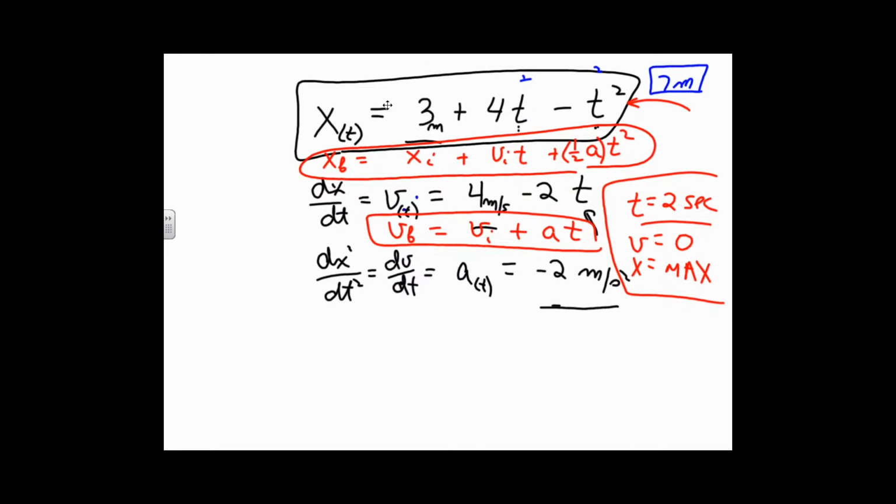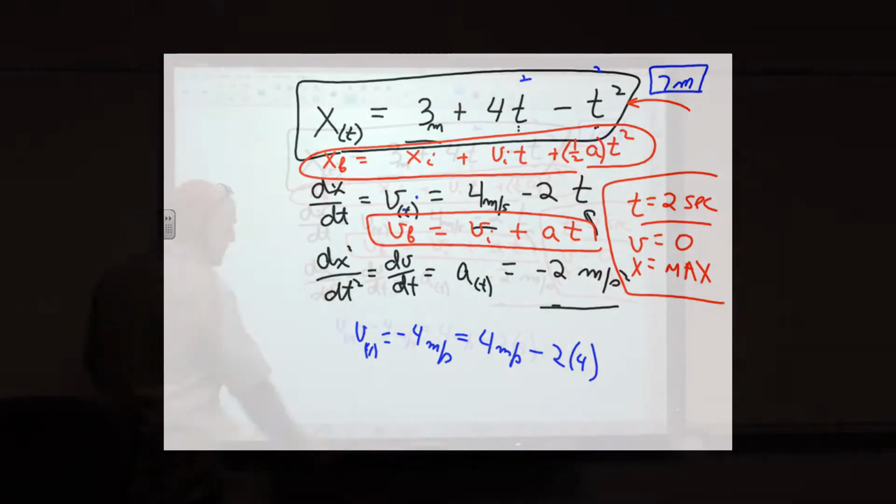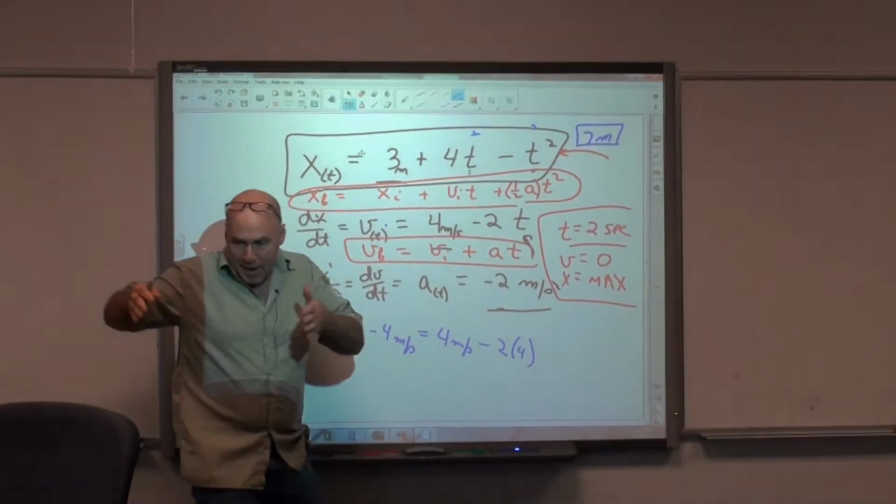After another 2 seconds, what's the velocity? Let's try it. What's 4 meters per second minus 2 times 4 seconds? Minus 4 meters per second. What does that mean? That the velocity after 4 seconds is right back at the chair.